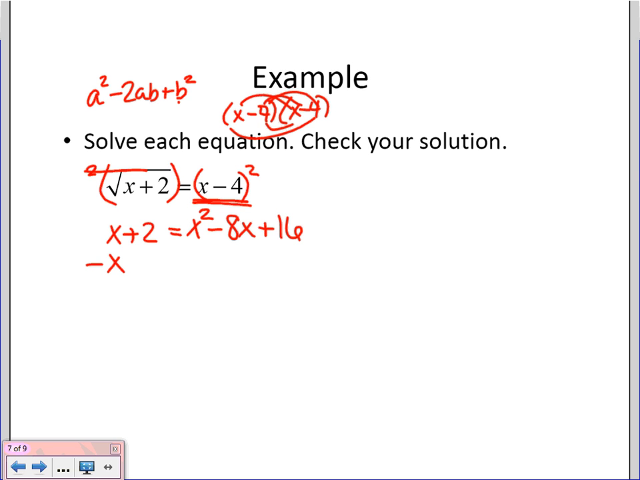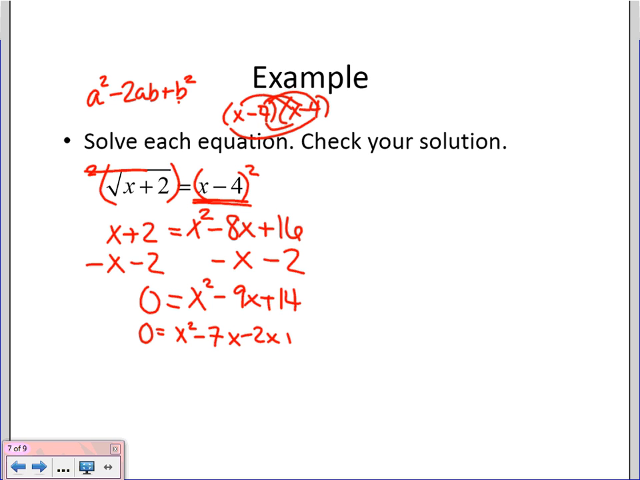We've got to make sure it's equal to 0. And we have x equals x squared minus 9x plus 14. Okay, and then from here, we factor. So we have 0 equals x squared minus 7x minus 2x plus 14. And we group, pull out an x minus 7, pull out a negative 2, x minus 7.